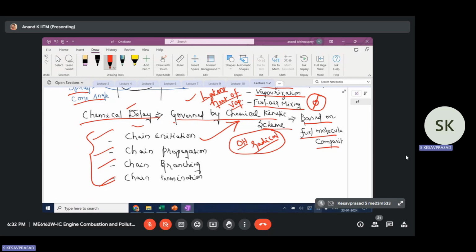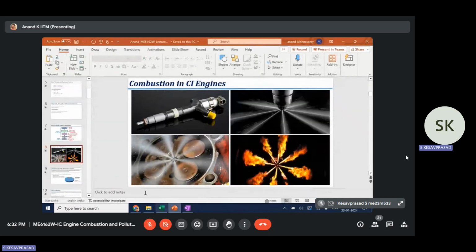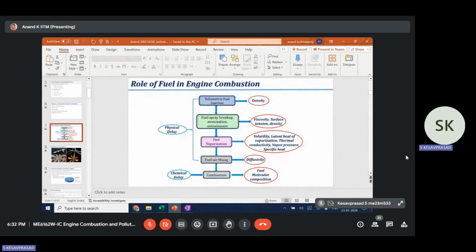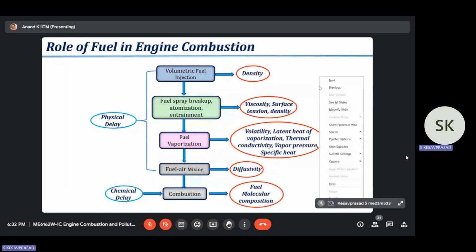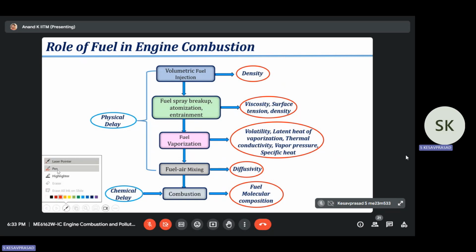Now, when you look at the physical delay time, the influence of fuel properties is highlighted here. So you inject the fuel. I use the word volumetric fuel injection because in a diesel engine, and in an SI engine also, we meter fuel on a volume basis. So I'm using the word metering. I think you are familiar with this term metering, right? Yes, sir.